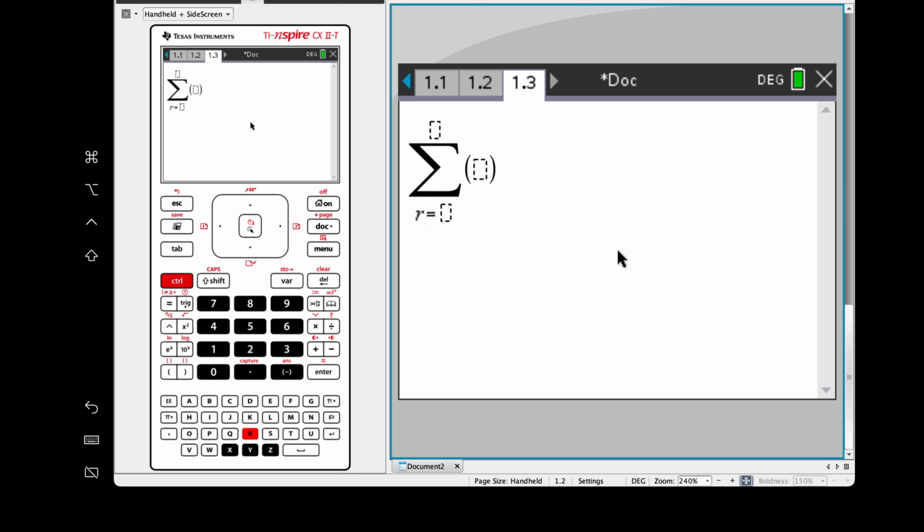now we can just put in the question exactly as we have been given it. So we'll have r equals 3 on the bottom. Our upper limit was 10. And then we have 5r plus 2 as our equation. Press enter and we get the answer of 276 that we just found.